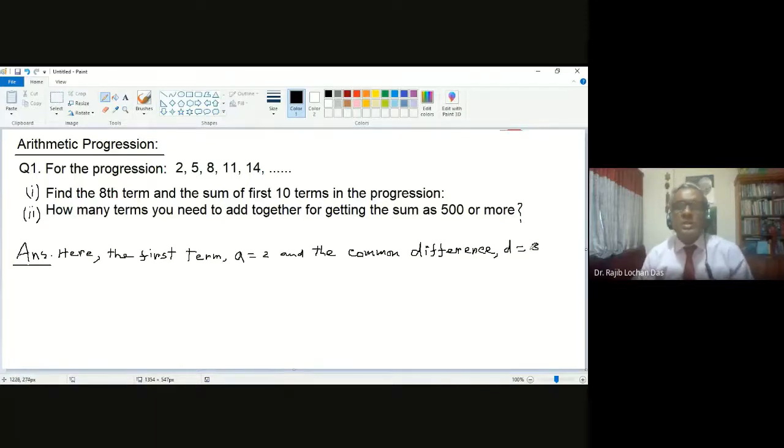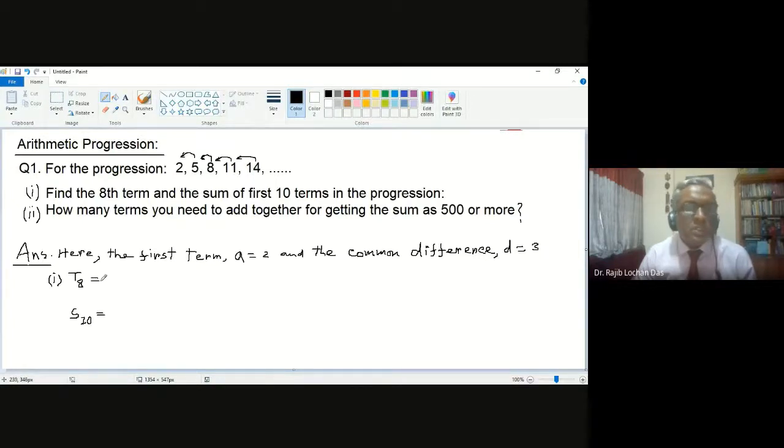So why is this 3? Because 5 minus 2 is 3, and 8 minus 5 is also 3, and 11 minus 8 is also 3, 14 minus 11 is also 3. So this is 3. So now you go to the number 1 answer. So what is number 1? Number 1 is T8 and also S10. So you will use the formula and find out the answer.